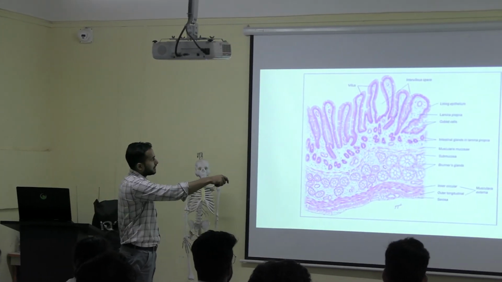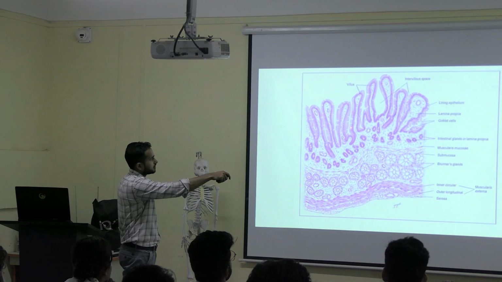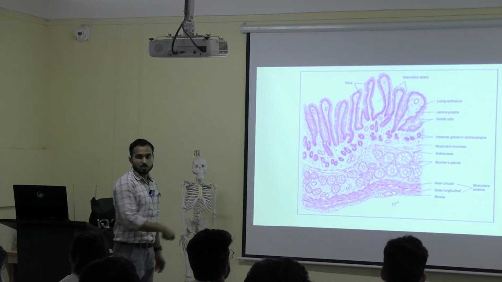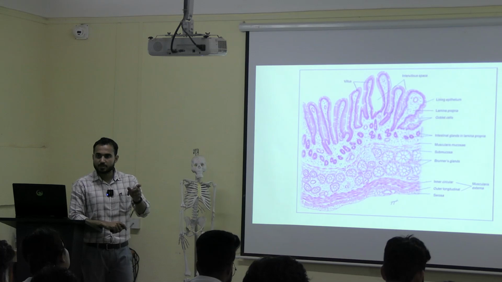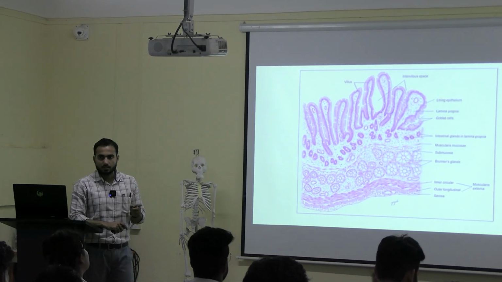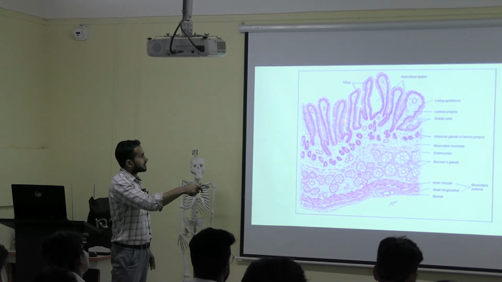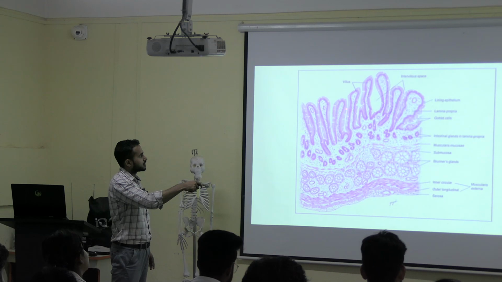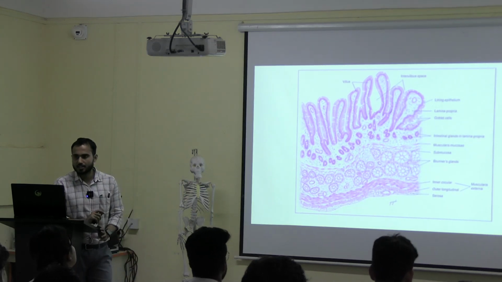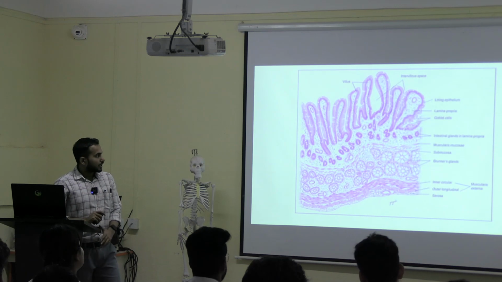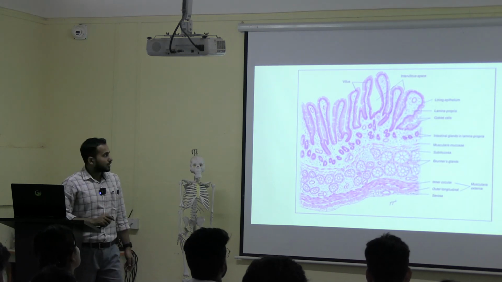Now in the lining epithelium, can you see some empty spaces? What are these empty spaces? These are goblet cells. The empty spaces appear because of the goblet cells. Next, you can also see the striated border, but generally in low magnification the striated border is not visible. In high magnification it can be seen.